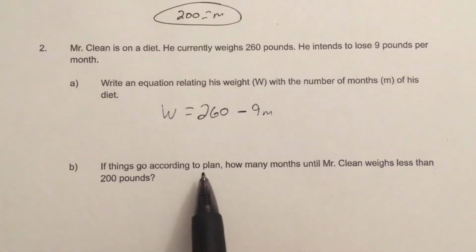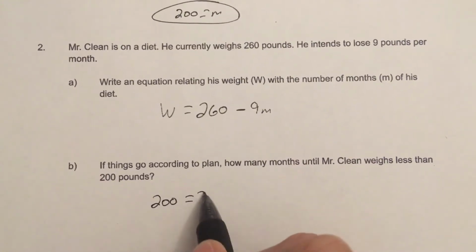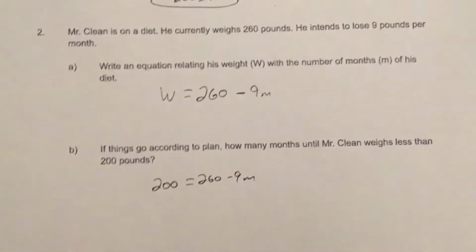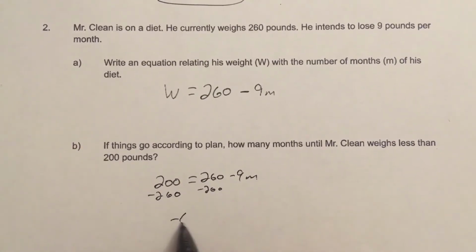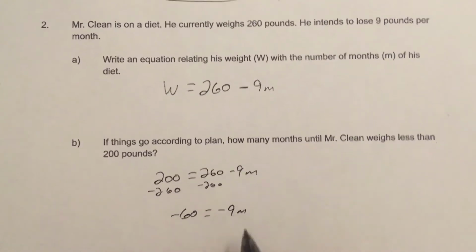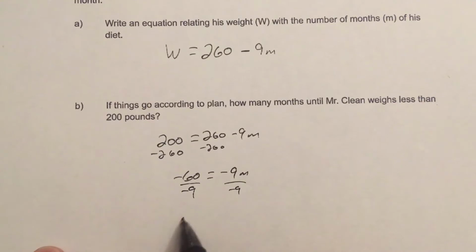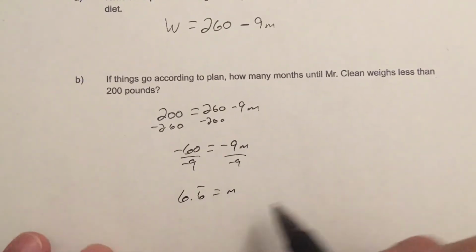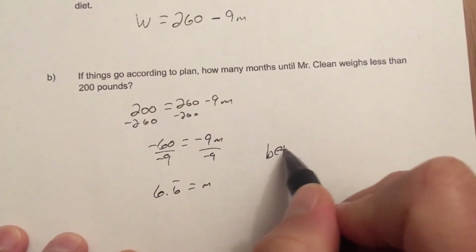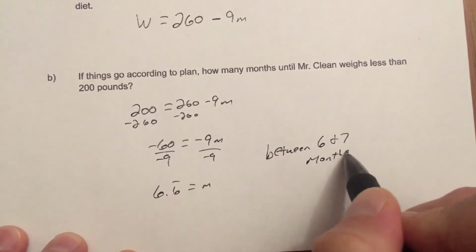So if things go according to plan, how many months until he's under 200? So we're going to put 200 equals 260 minus 9m. We'll subtract 260 from both sides. I'm going to get negative 60 equals negative 9m. And then we're going to divide by negative 9. When we do that, we get 6 point something, right? 6.6 repeating, I think, is what we end up with on a calculator. So it'll happen between 6 and 7 months is how I would write that.